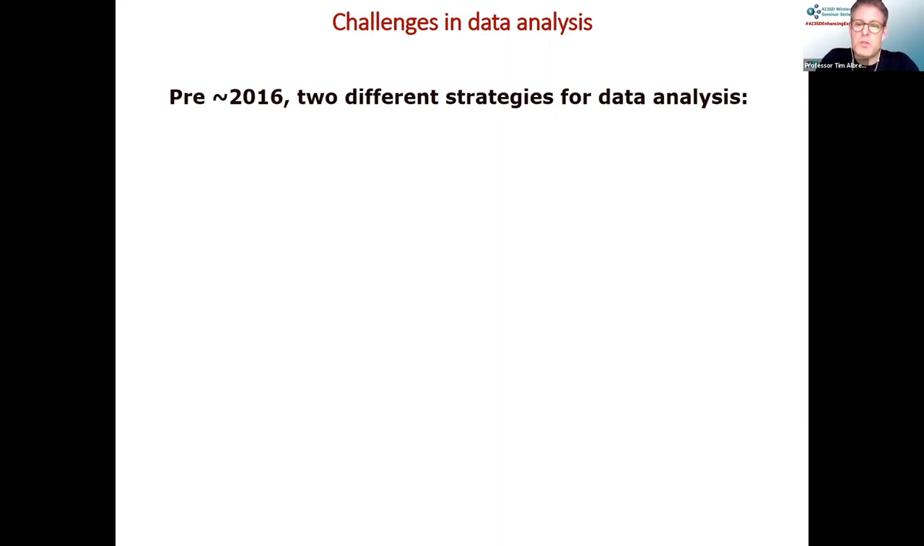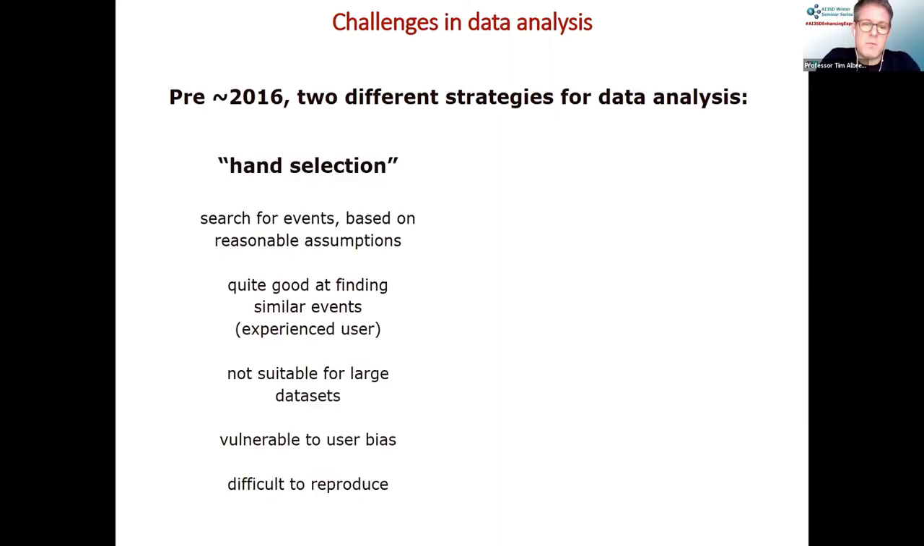Pre-2016, there were basically two strategies for data analysis. One was what I would call hand selection, okay? People would have a certain expectation, then go through these data sets, maybe not quite as large as they are nowadays, and search for events that align with some reasonable assumption. Using the brain as a neural net is actually quite good at finding similar events if you're an experienced user, okay? But it's of course not very suitable for large data sets. It's also vulnerable to user bias, expectation bias, and it's difficult to reproduce.